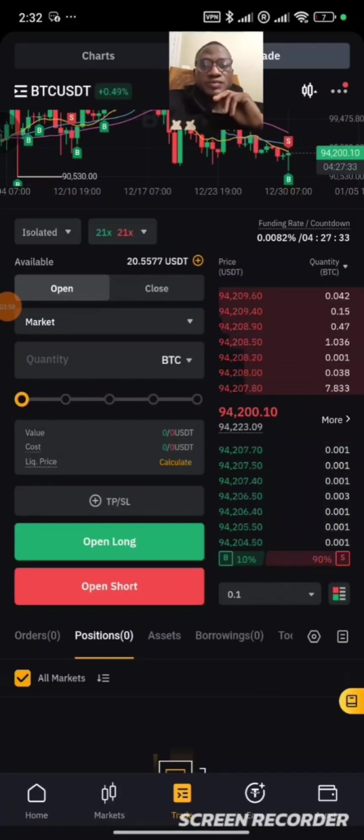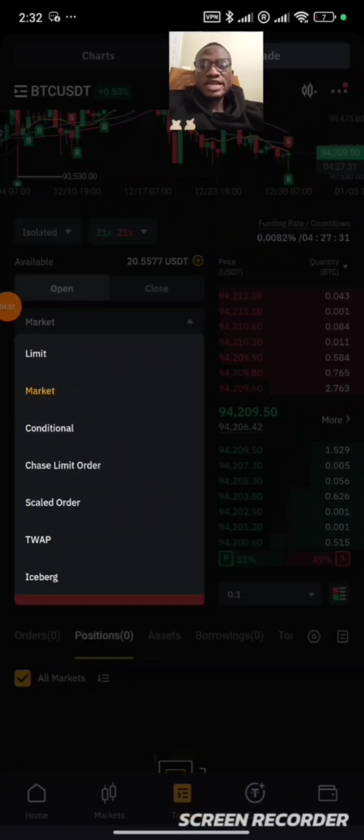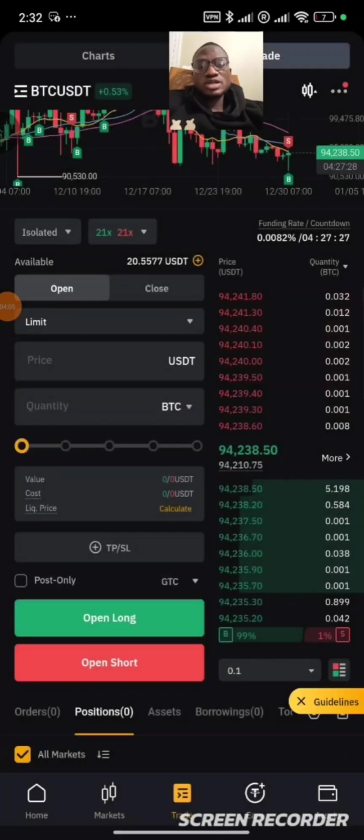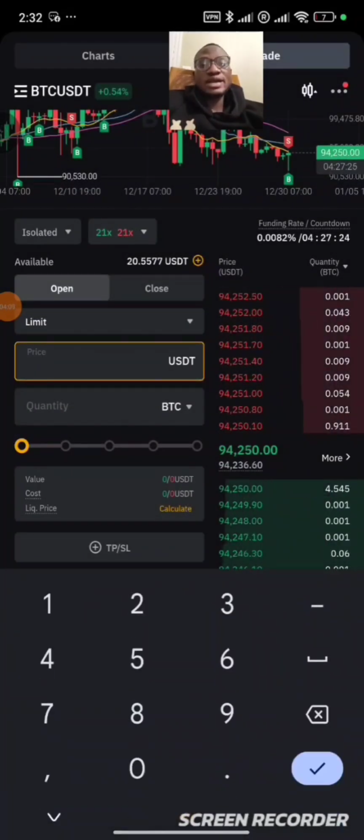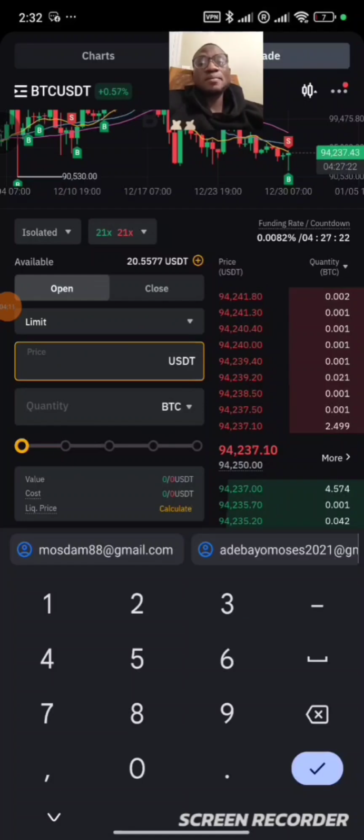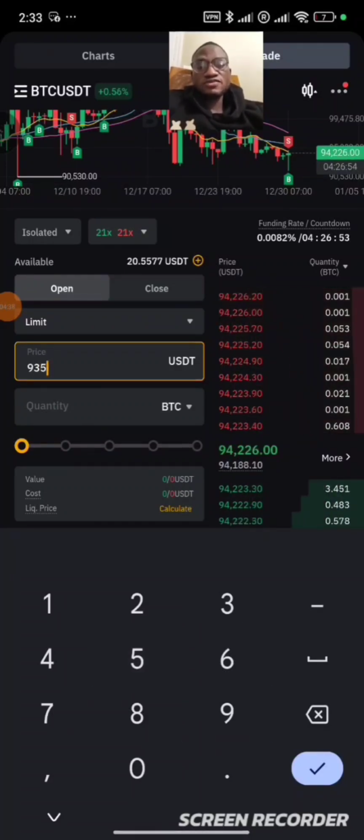So let's continue. Then we have limit and we have market. Let me start with limit. Limit is basically you setting a price so that once price reaches this particular point, the trade activates even if you are not with your phone or not in the market at the time. Currently the price of Bitcoin is at 94.2. Let's assume I want to long the Bitcoin when price gets to 93.5, activate this trade for me and enter the trade. So I will type 93,500.